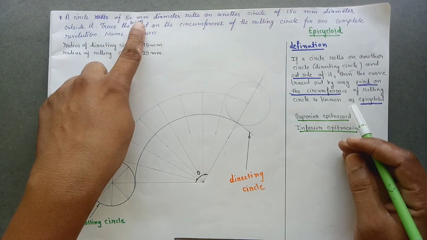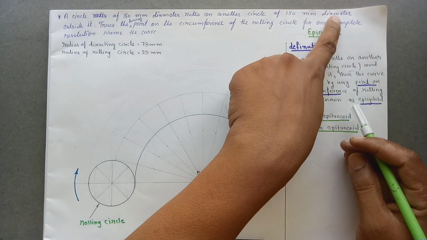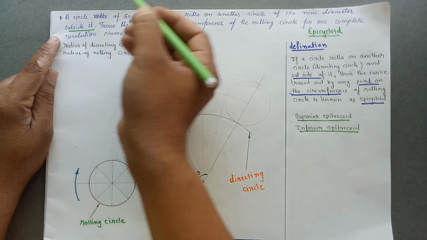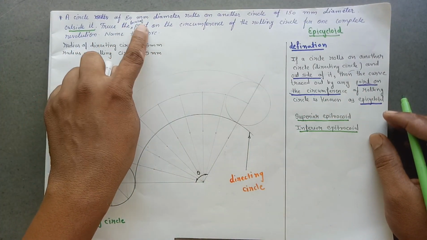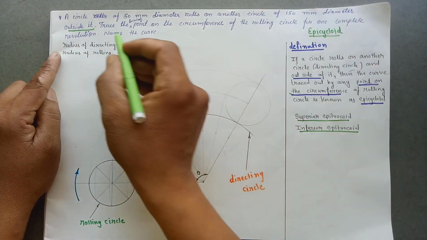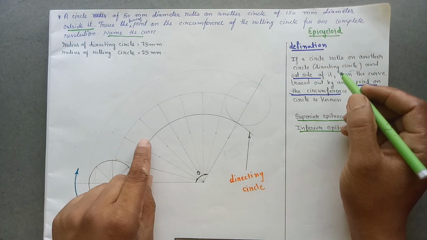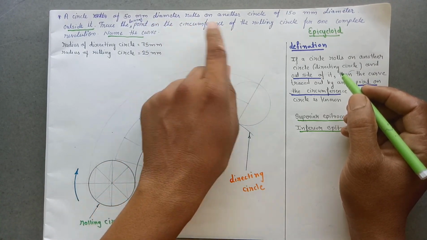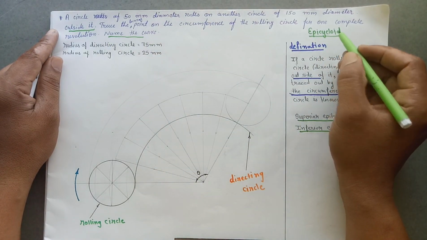A circle of 50 mm diameter rolls on another circle of 150 mm diameter and outside of it, then the curve generated will be an epicycloid. So trace the locus of a point on the circumference of the rolling circle for one complete revolution and name the curve. Here the circle is rolling outside the directing circle and we have to trace the locus of the point which is on the circumference of the rolling circle, then the curve generated will be an epicycloid.